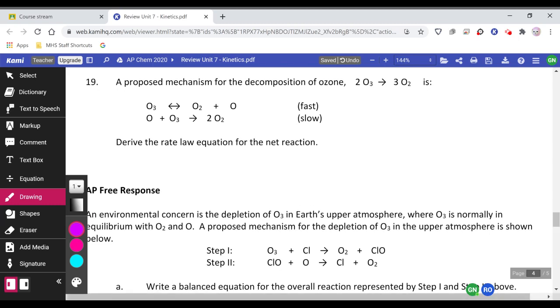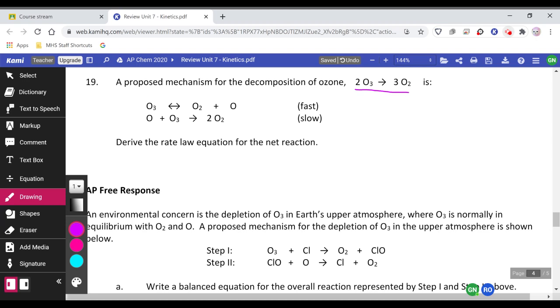Okay. On 19, we have a proposed mechanism for the decomposition of ozone. So there's our overall reaction. Here are our elementary steps. And they want us to derive from that the rate law equation for the net reaction. Where do I want to start? It's the first thing I need to do on this.